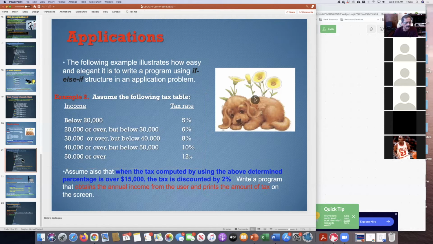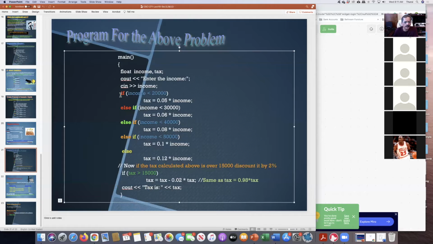So let me go back to the program. If income is less than 20,000, it'll calculate the tax this way. Otherwise, only if income is not less than 20,000, it'll go to the else part. There, I only need to compare it against 30,000. If you do unnecessary comparisons, you'll be losing points. Your program has to be efficient, so minimum work for the computer. If you write unnecessary things, that's more work.